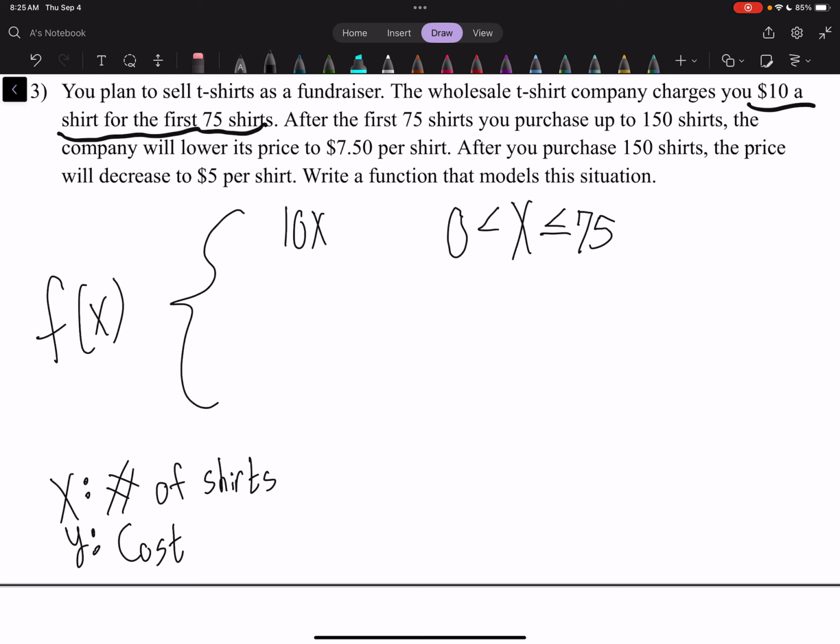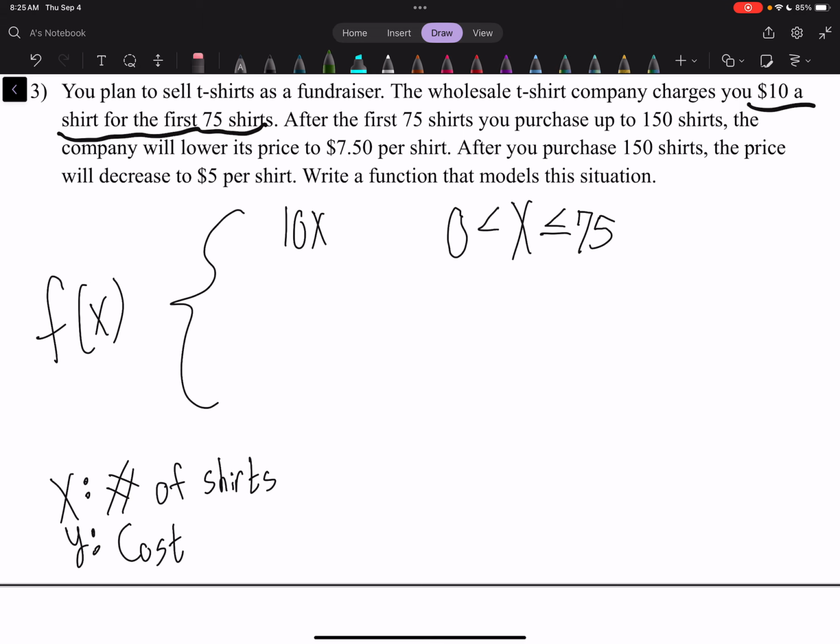Technically, you could put or equal to. My personal theory on this, you don't buy 0 shirts, you just don't buy anything. So I like that being a less than. If you were to put a less than or equal to, I would be okay with that, but personally, I do not like it. There is the first part of my function.